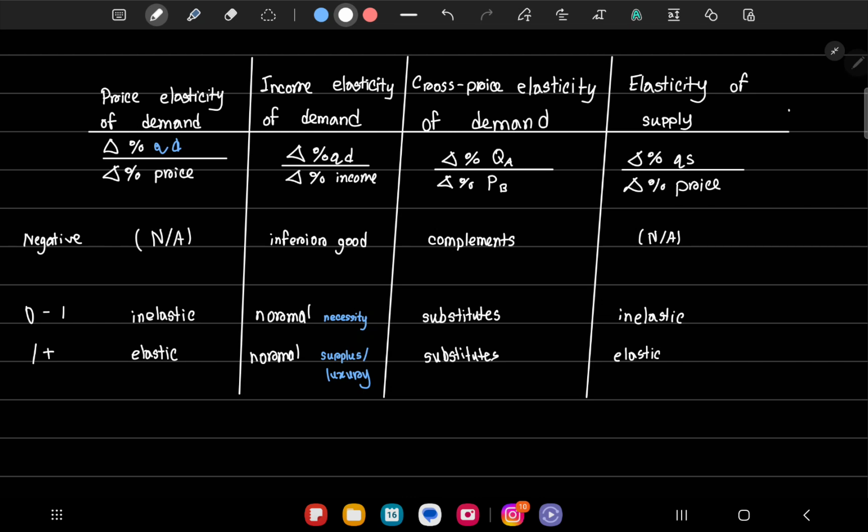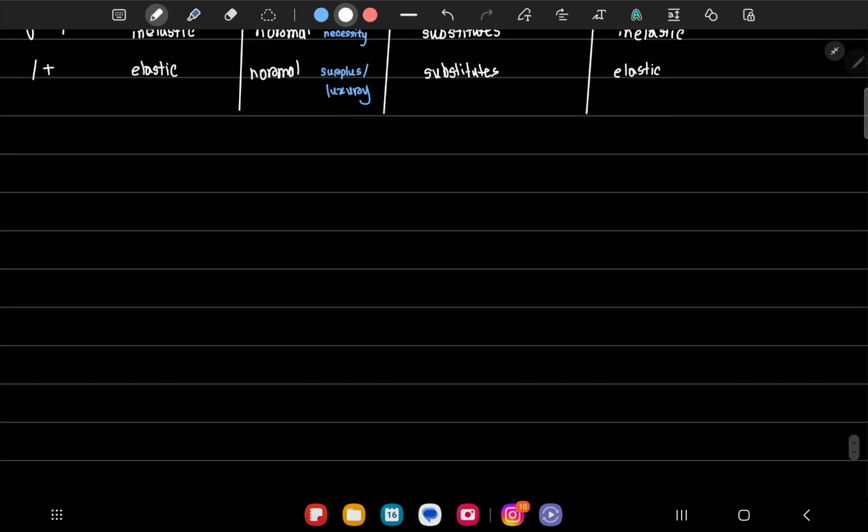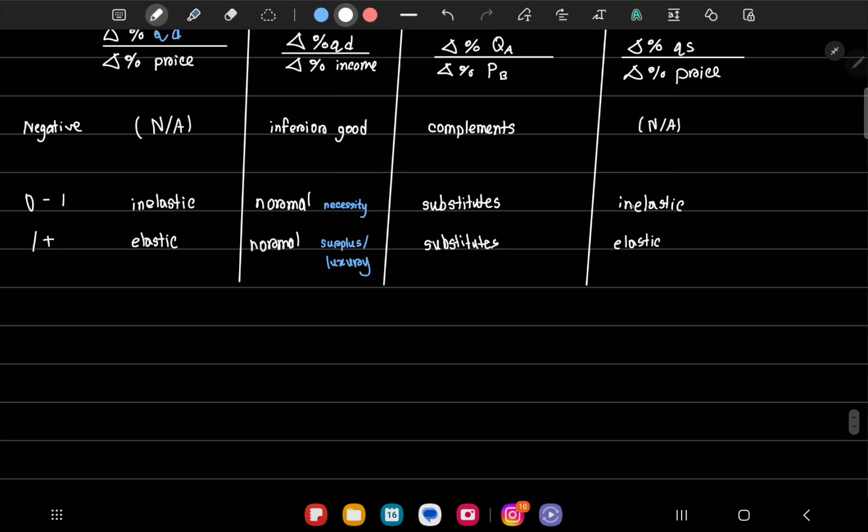And finally, for the price elasticity of supply, we have the percentage change in quantity supplied divided by the percentage change in price. We don't care about its sign, we just care about the magnitude, so it cannot be negative, it's not applicable over here. And if it's between 0 to 1, we call it inelastic, and if it's more than 1, it's elastic. And that's it for elasticity.